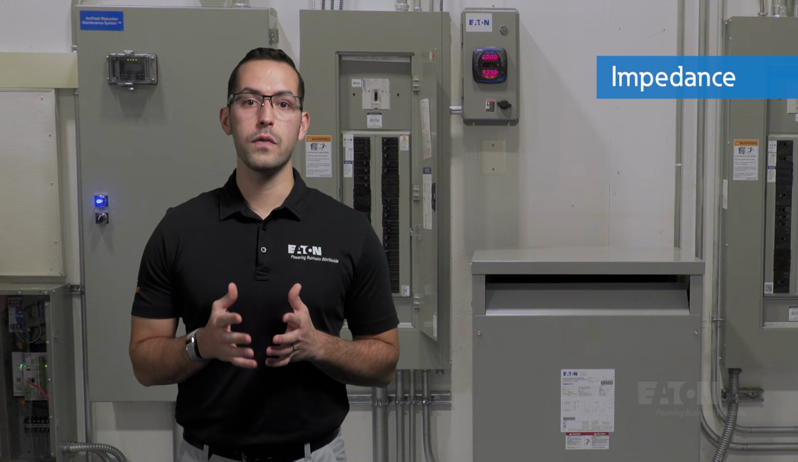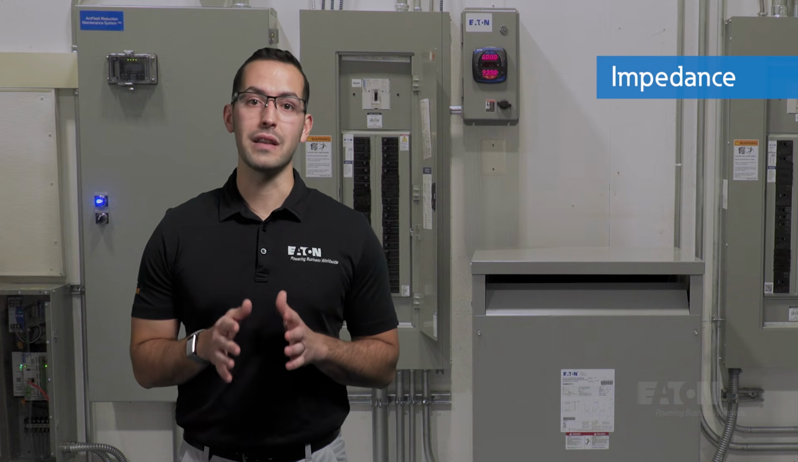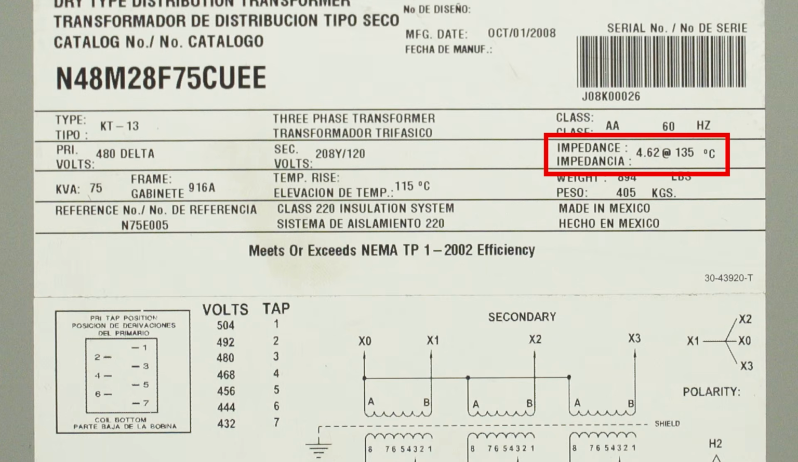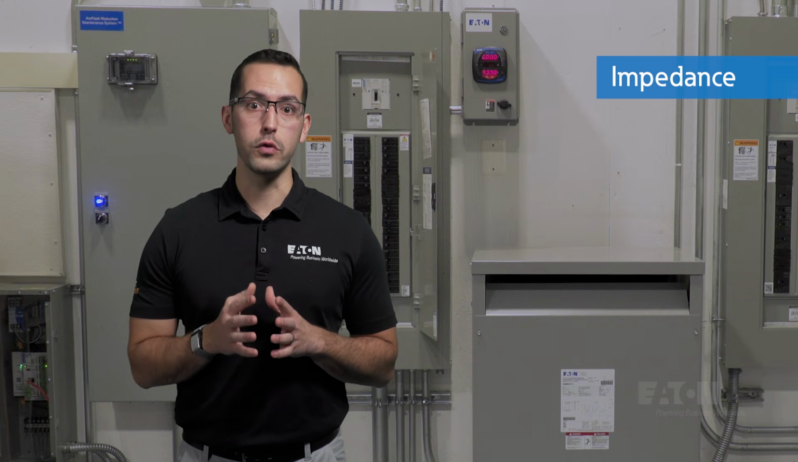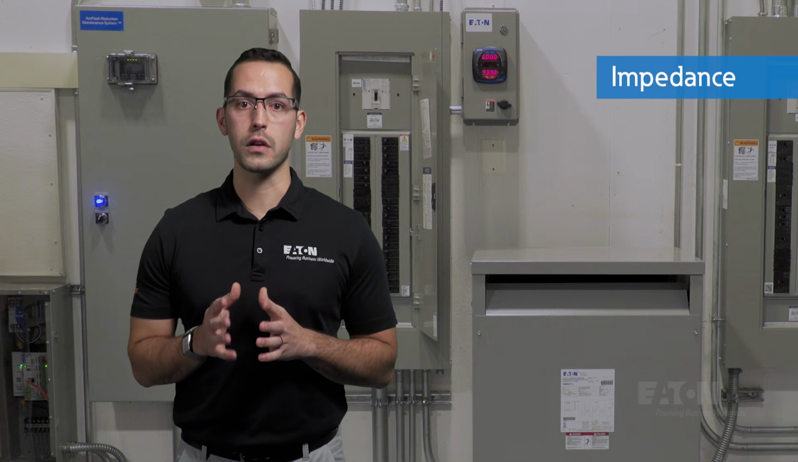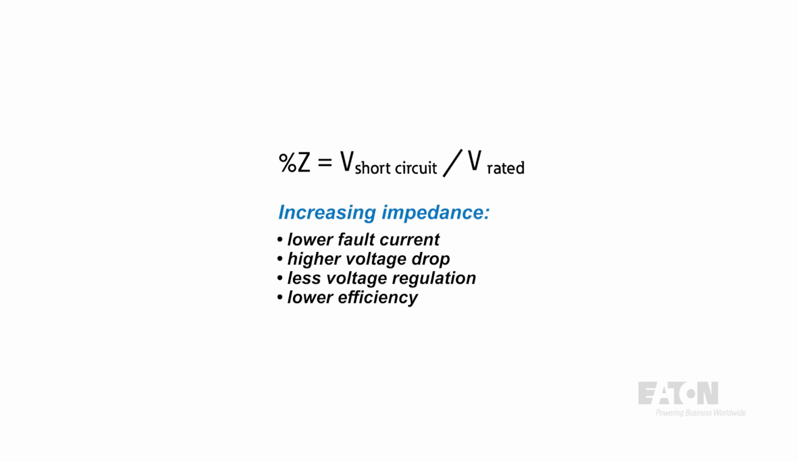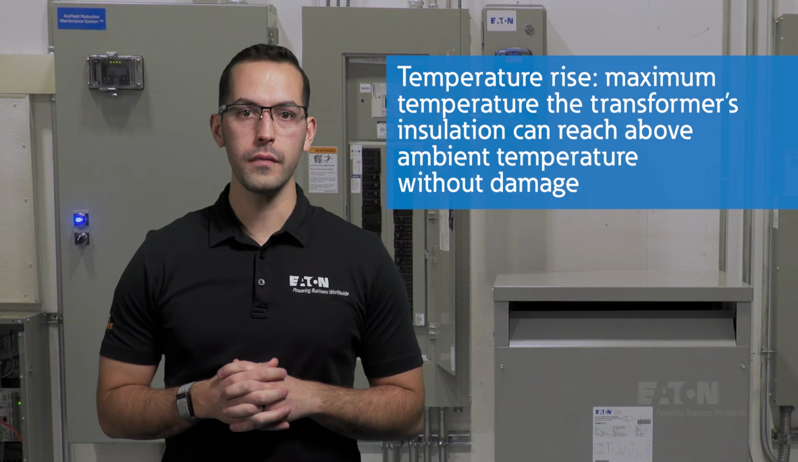The impedance value of a transformer will always be listed on its nameplate as a critical value to be known, especially when conducting short circuit and coordination studies for an electrical system. Increasing the impedance of a transformer will reduce the amount of available short circuit current downstream. However, higher impedance values could result in more voltage drop, poor voltage regulation, and lower efficiency.